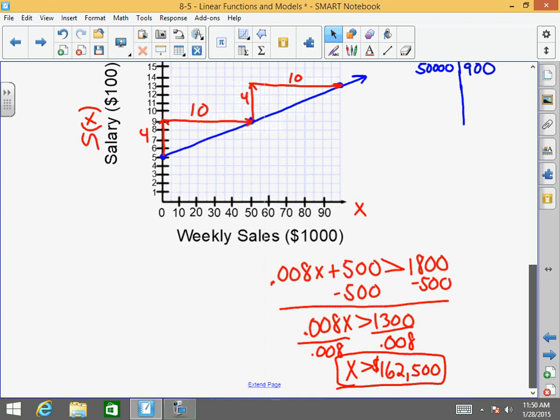And that's the beauty of math. That's the beauty of linear functions. That's the beauty of equations and graphing and slope and all that good stuff. That's the beauty. All right, let's continue.